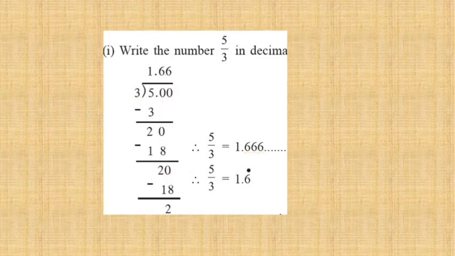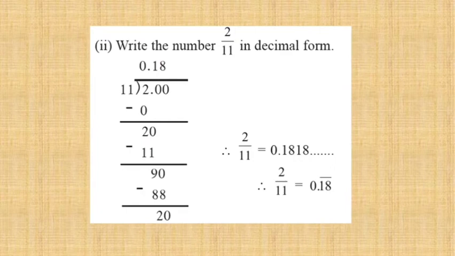Okay, let's turn to second example. Our second example is write the number 2 upon 11 in decimal form. 2 is in the place of numerator and 11 is in the place of denominator. So I take 2 here and 11 in the place of divisor.